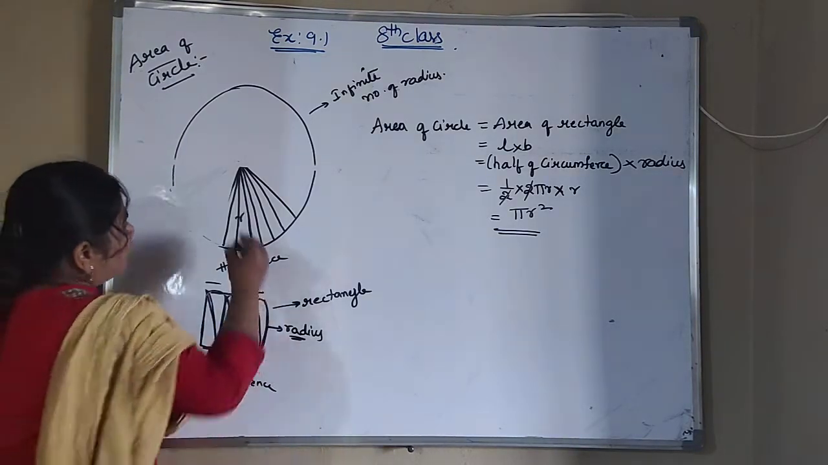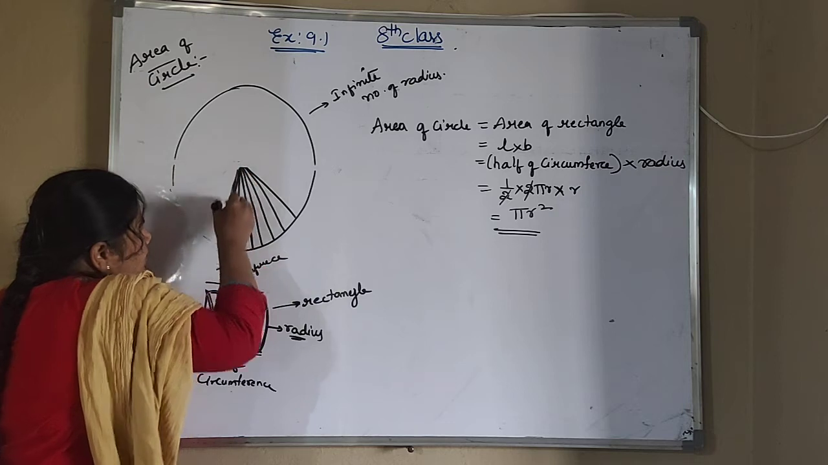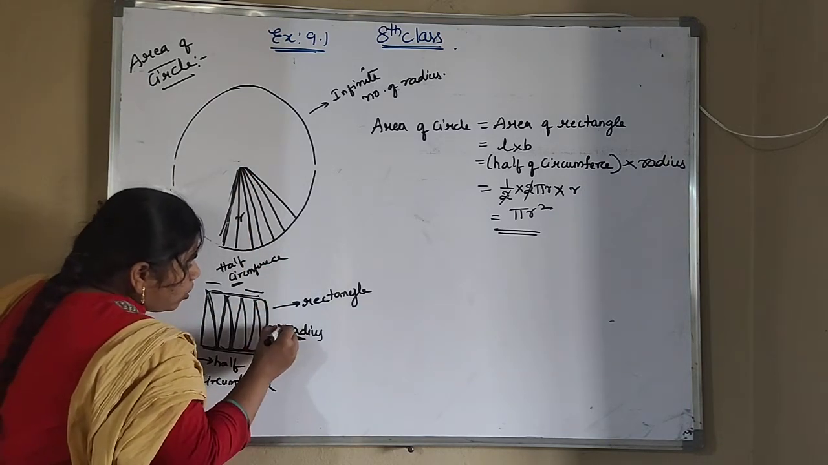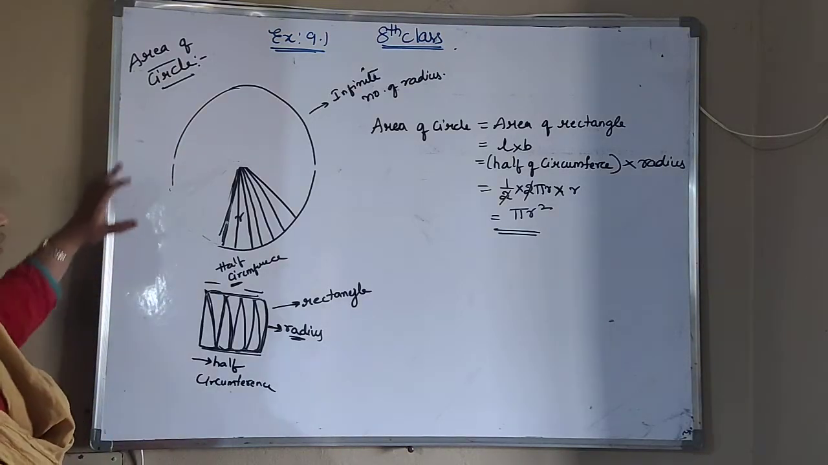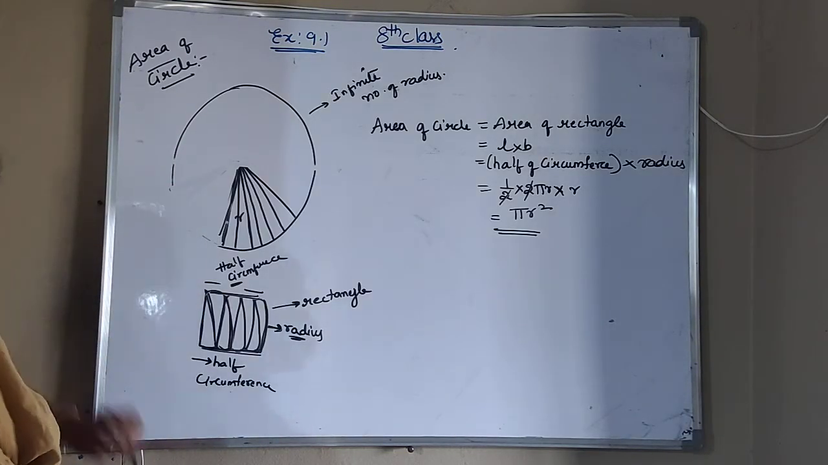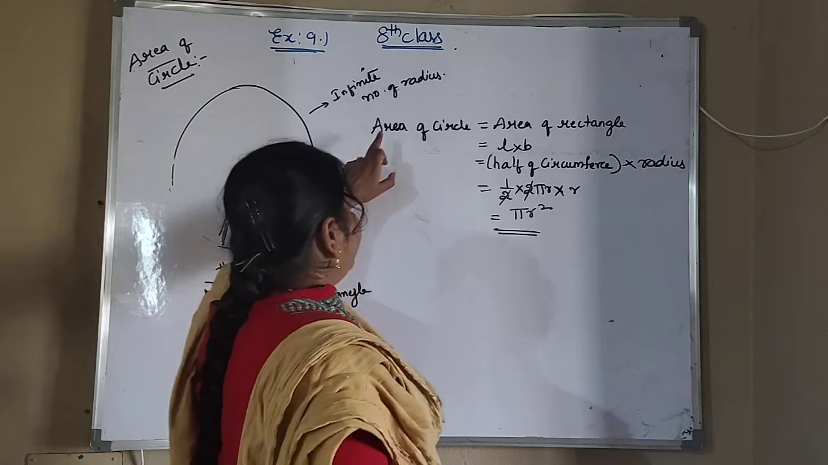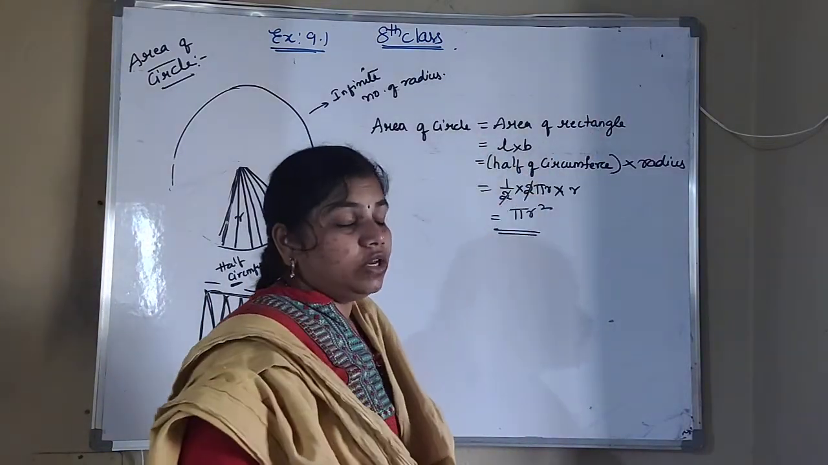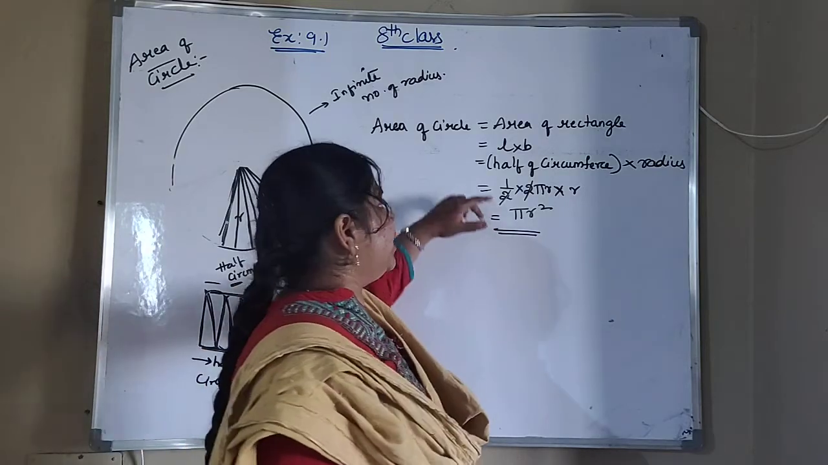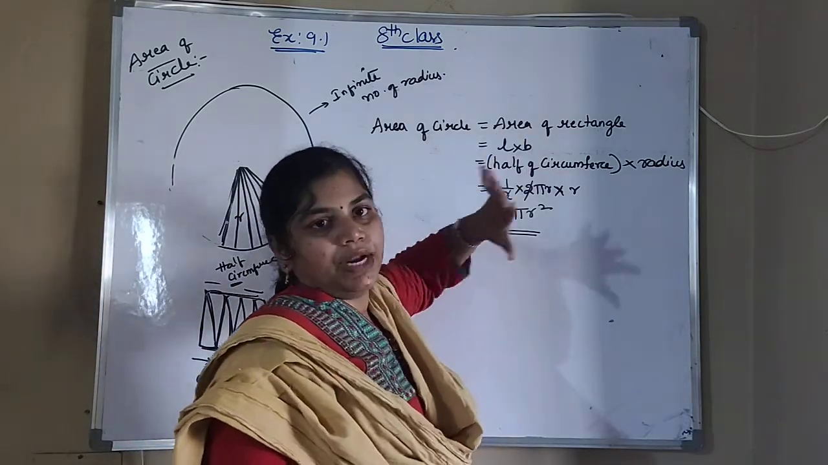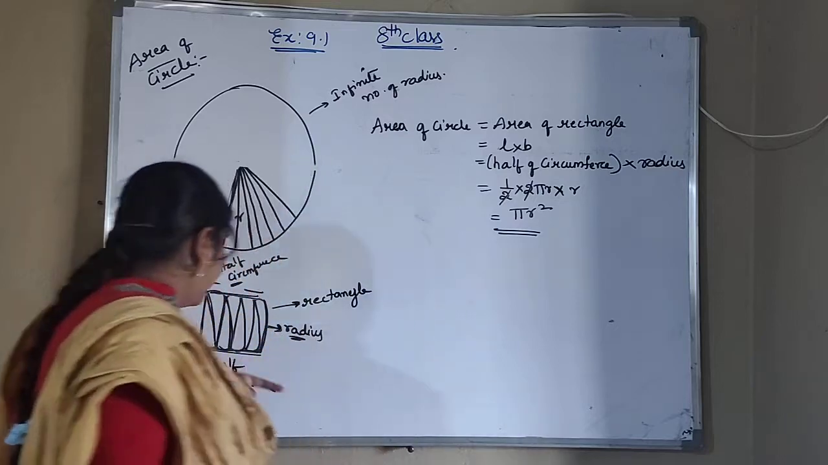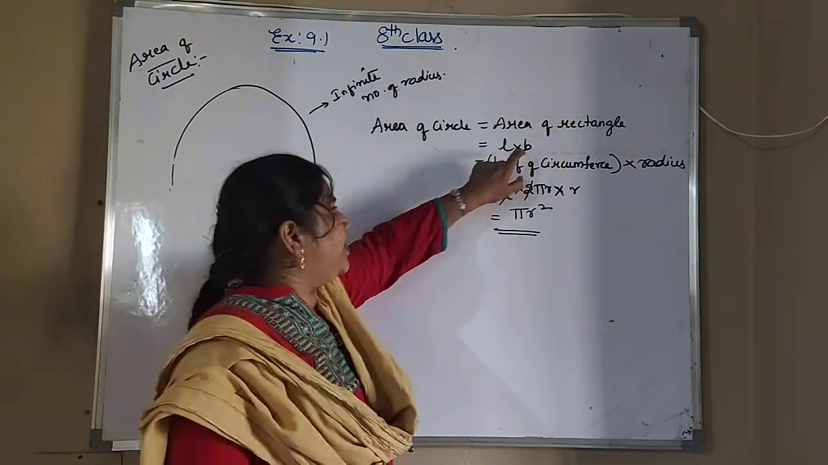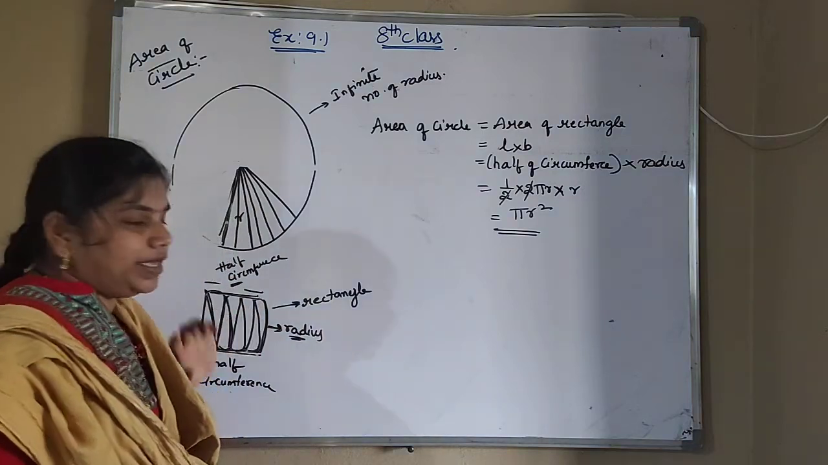And what is the radius? This line is called the radius, no? So this line is equal to this part. So what do we call this? Radius. So here the circle has been converted into a rectangle. So we can write area of a circle is equal to area of a rectangle. Already we know the area of a rectangle. What is the area of a rectangle? Length into breadth. So what is the length value here? Length is nothing but half of the circumference and breadth is nothing but radius.